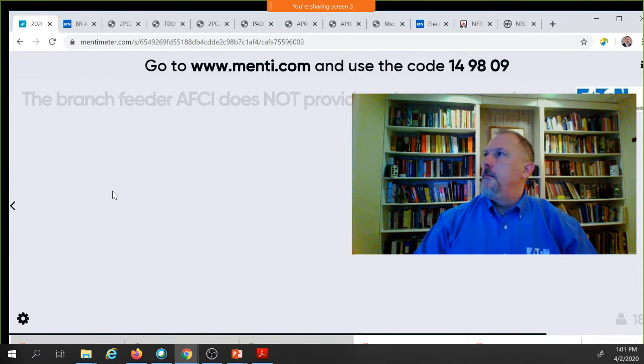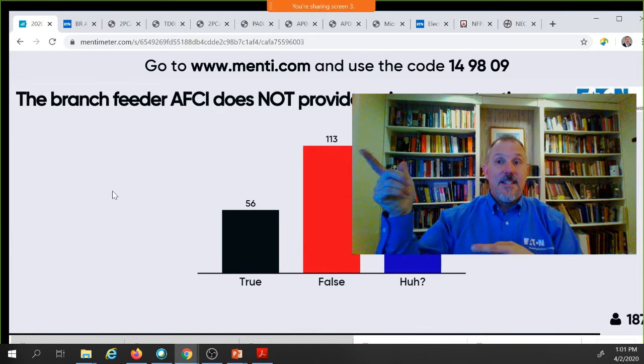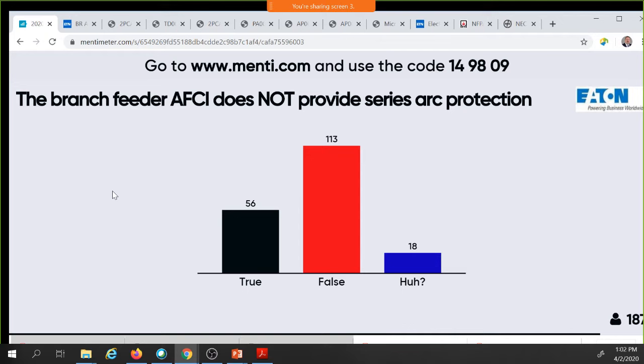Here we go. The branch feeder AFCI does not provide series arc protection. See, that's the one I was looking for. The branch feeder AFCI does not provide series arc protection, and the answer to that is false, because it does provide series arc protection for the home run circuit, not SPT2 cords. So we already went over that. Hopefully, you guys are now up to speed.